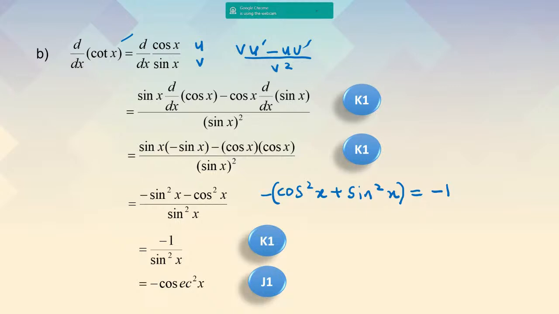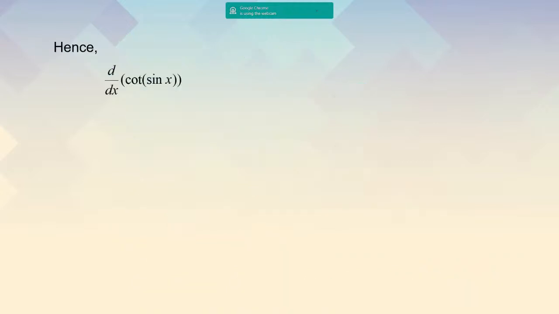Okay, hence, find the derivative of cotangent of sine x. So if you get a question that says hence, it means that you have to use the answer you got in the question before. So use negative cosecant squared. The derivative of cotangent equals negative cosecant squared.